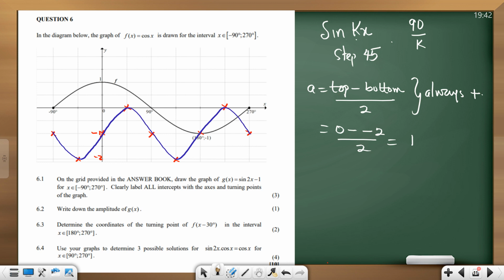Amplitude is always positive. Determine the coordinate of the turning point of f of x minus 30 in the interval between 180 and 270. Wait, minus 30. What have they done? Never. It's not down. It's in the bracket with x.